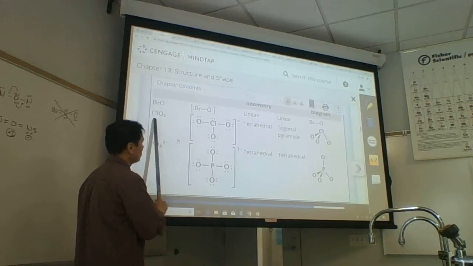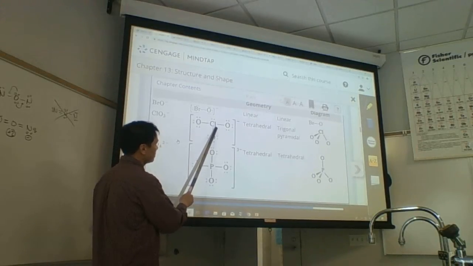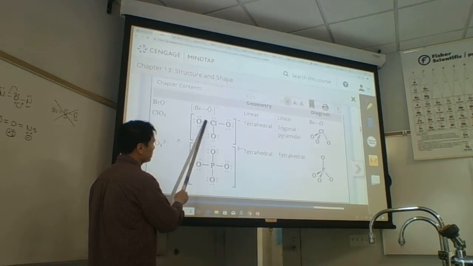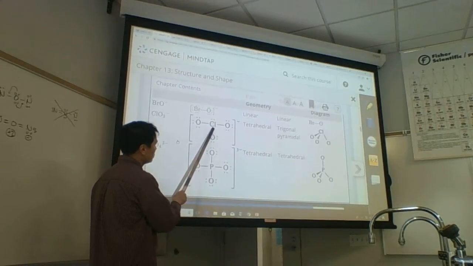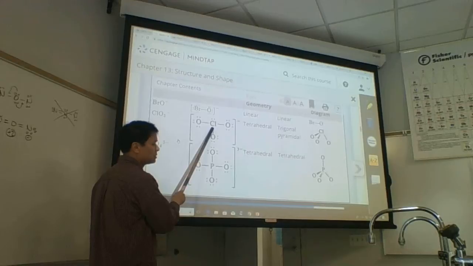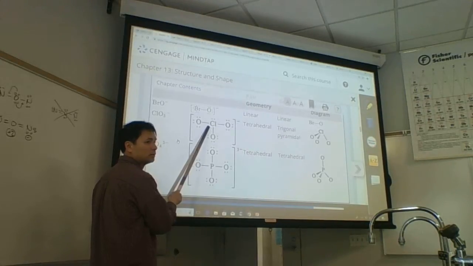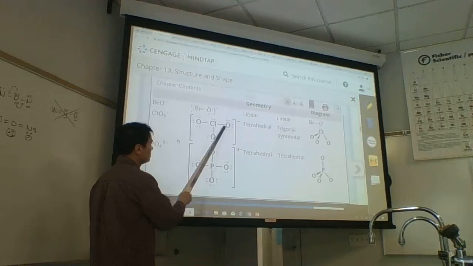Now let's go to this one. What they did here was they didn't expand the octet on chlorine. They just left it as an octet. If they just leave it as an octet, what does that mean for the formal charge on chlorine? What is it? Plus 2. So the formal charge on chlorine is plus 2. These are all minus 1.